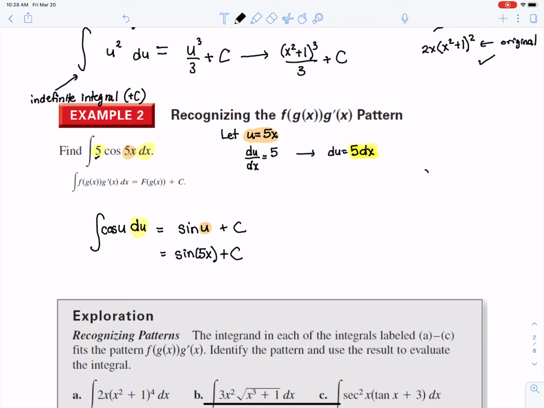So now I'm going to check my answer by just taking the derivative. You can either do this mentally or actually show it on the paper. I don't mind either way. I take the derivative of sine 5x, which is cosine of 5x. The derivative of the 5x is 5, so I can't forget chain rule, plus the derivative of the constant is 0. So I know I've done it correctly because this matches my original integral.